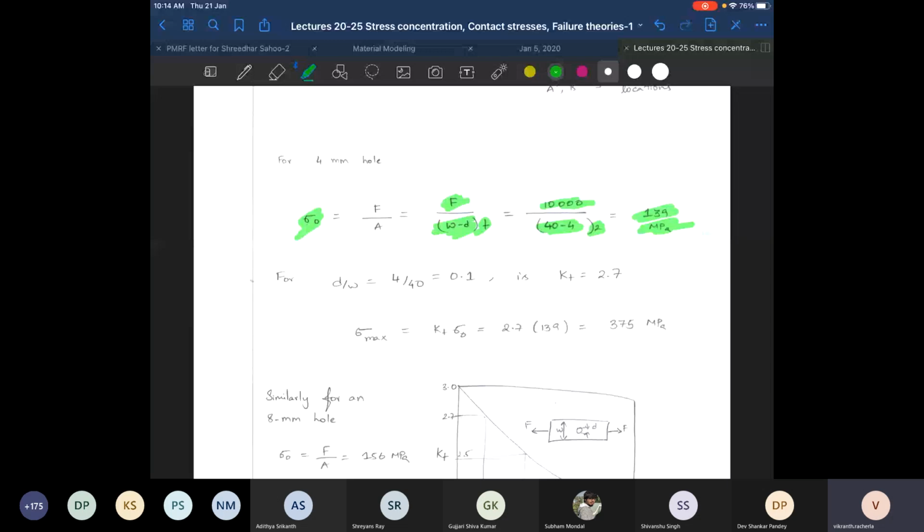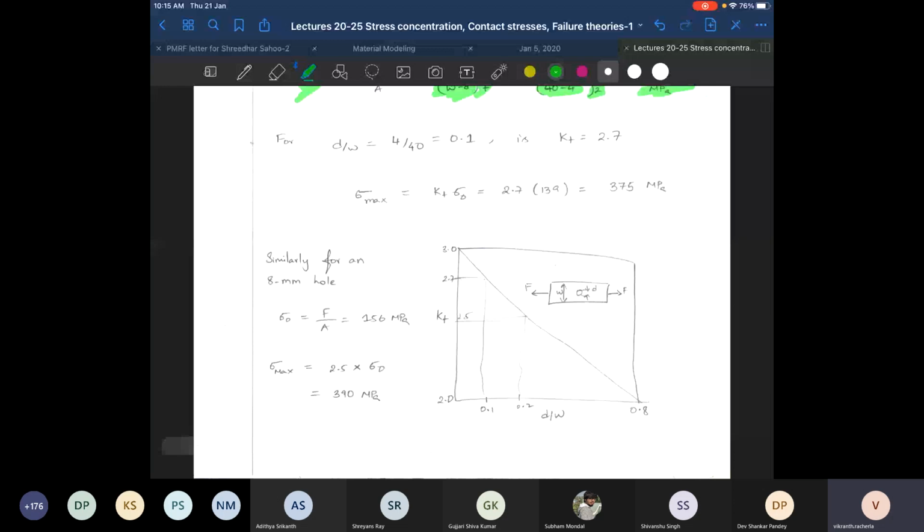Now, once you know the nominal stress, what do you need to compute next in order to get the stress at the critical point B? Maximum stress. You need to next compute the stress concentration factor. So what do you do? You first go to the correct graph.